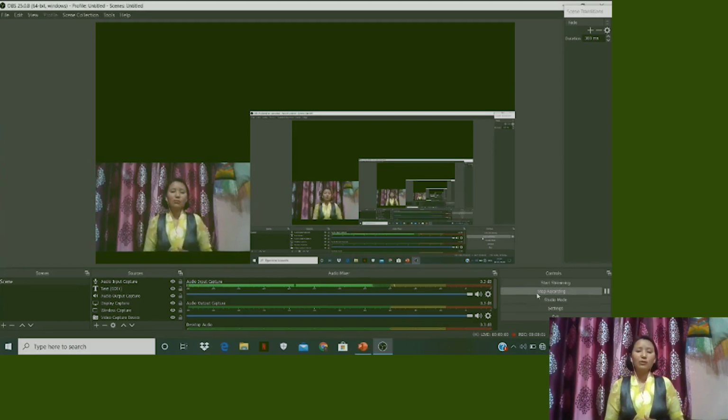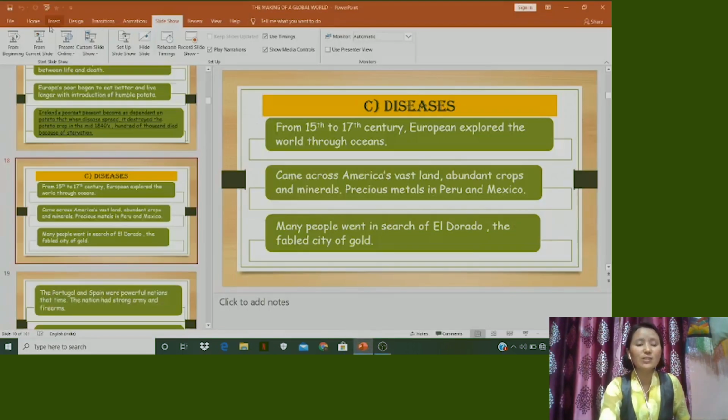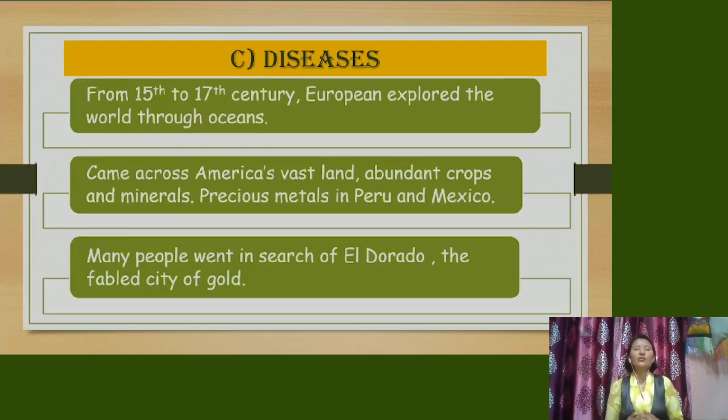The next subtopic that we are going to discuss under the pre-modern world is diseases. From the 15th century to the 17th century, the Europeans started exploring the world through the ocean because they were looking for trading partners. While exploring the world through the ocean, they came across a very vast continent called America.